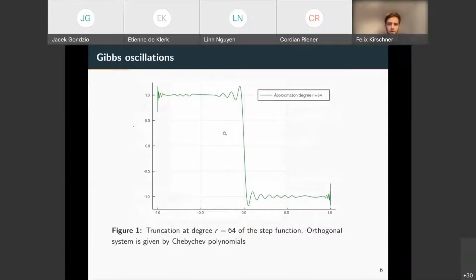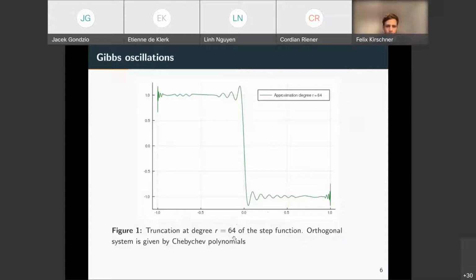So what I did here is I approximated the step function, which is 1 for every x between -1 and 0, and is -1 for every x in (0, 1). And the orthogonal system that I used here were the Chebyshev polynomials.